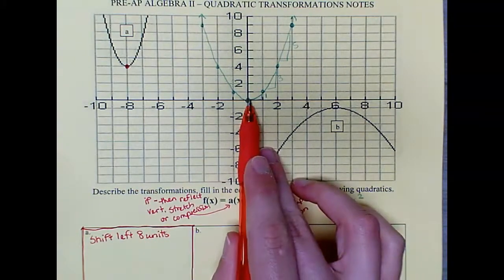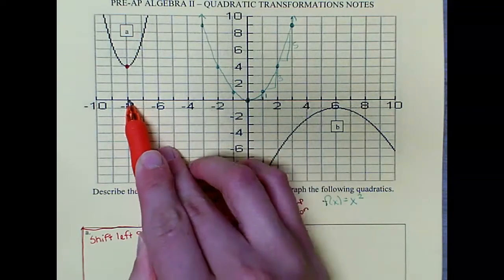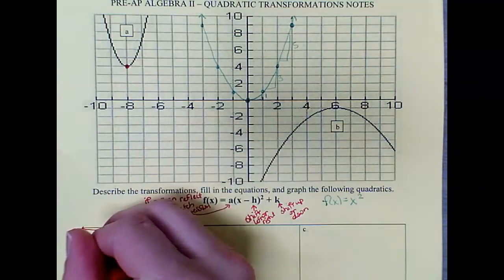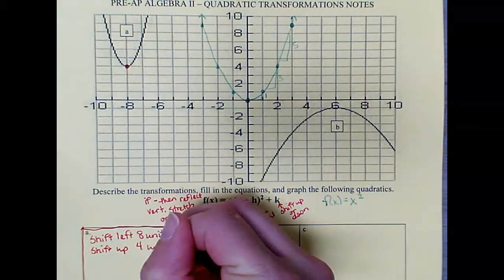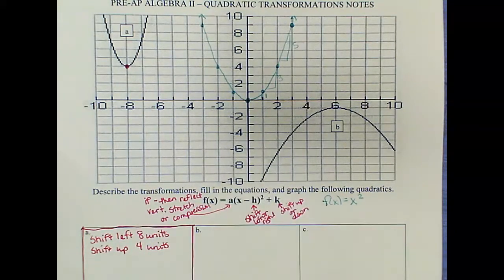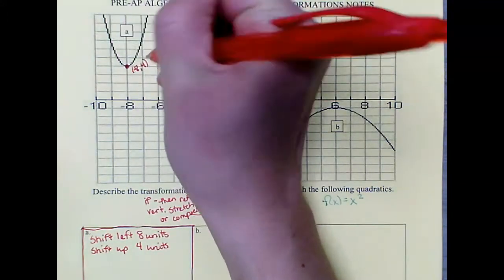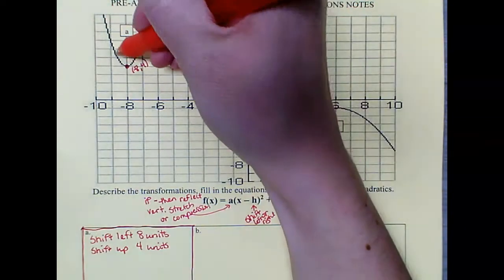So if you shift left 8, you land here. And then you have to shift up, right? How many units do you shift up? 1, 2, 3, 4. So shift up 4 units. My vertex here is -8, 4, so that might be helpful to know. I notice that my A value, the thing that shows me if I reflect or vertically stretch or compress, shouldn't be negative because my parabola is opening up.